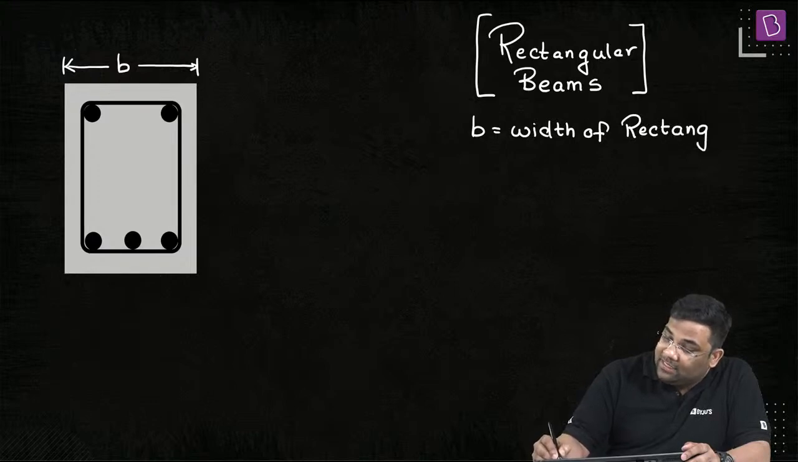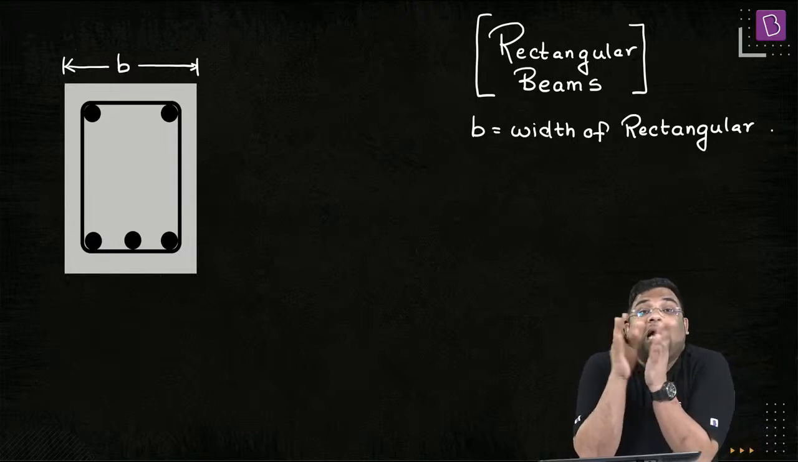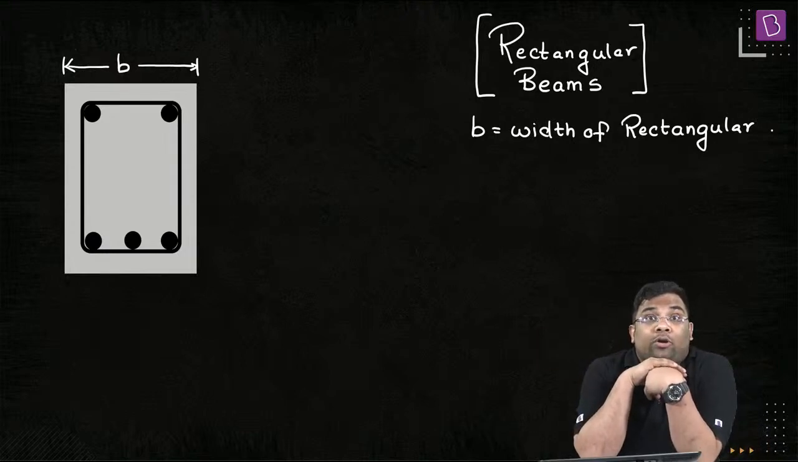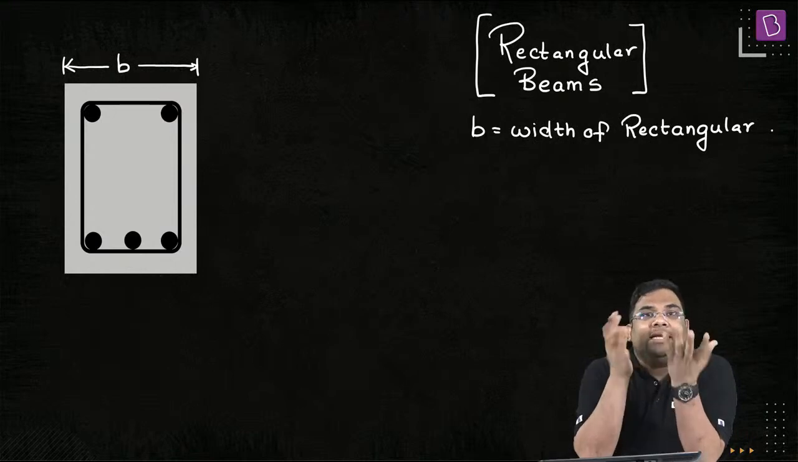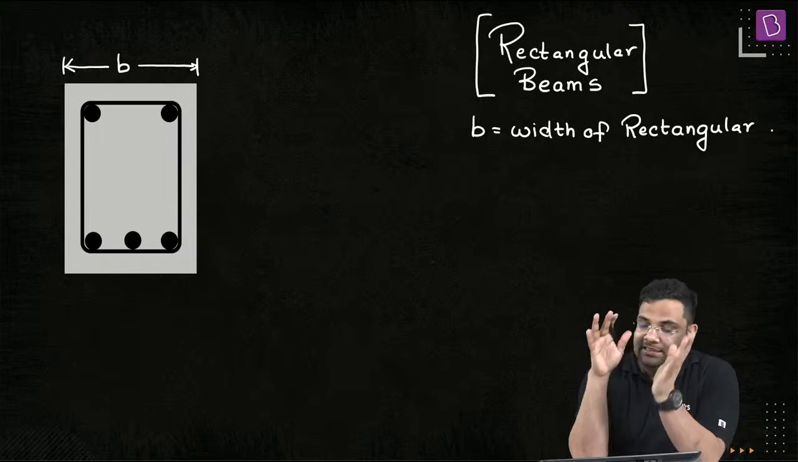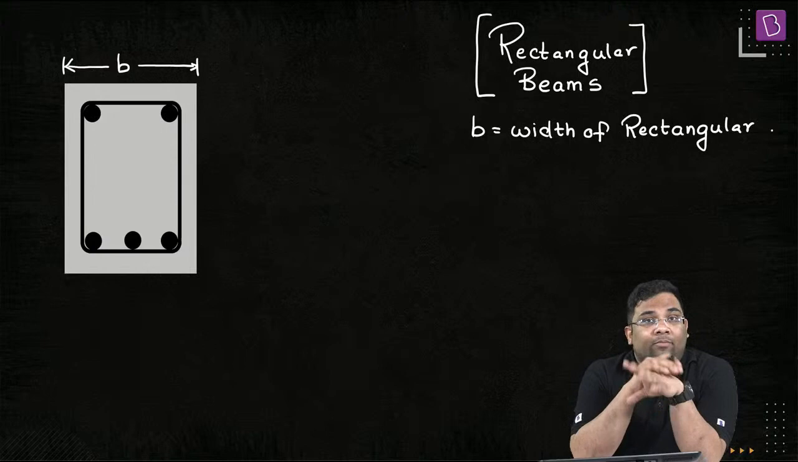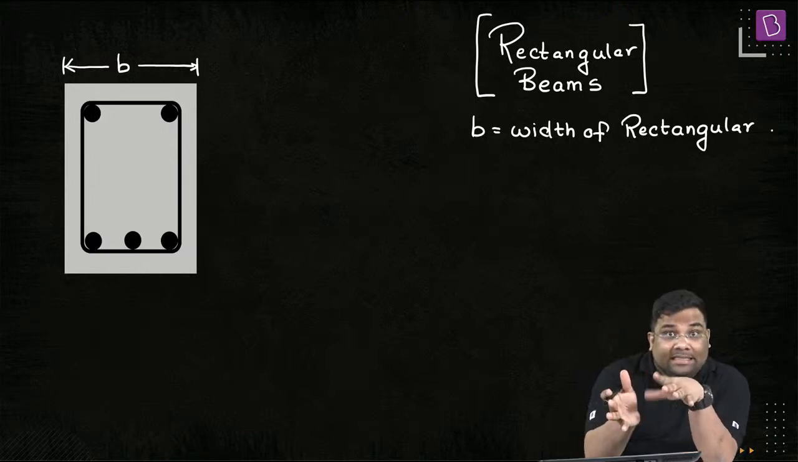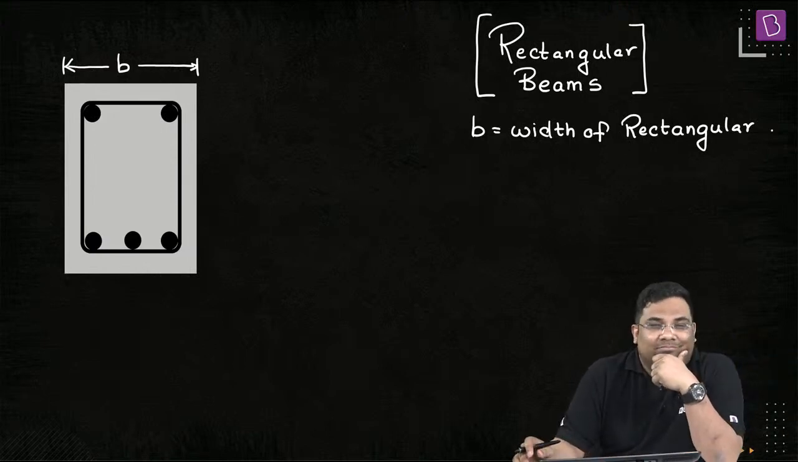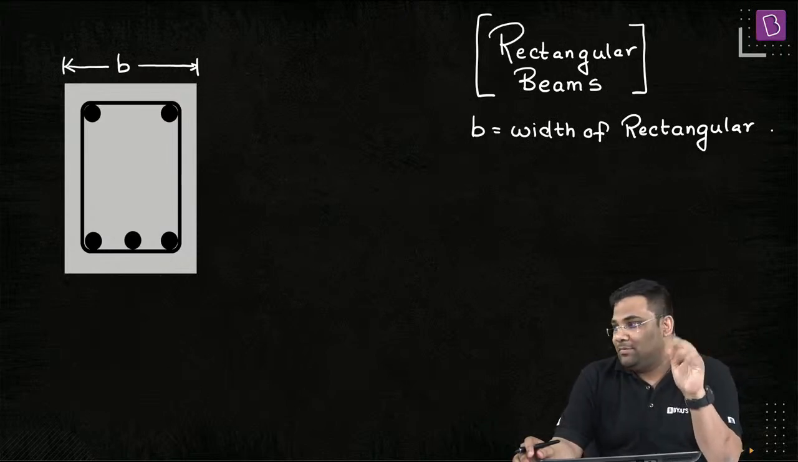They can take compression, but we are not considering them in the calculation of compression. Obviously they will take some compression because they are on the compression side. But when we are designing the beam, we are not considering the compression taken by them. Understood? We design a singly reinforced beam considering that all the compression will be taken by the concrete only. Understood?